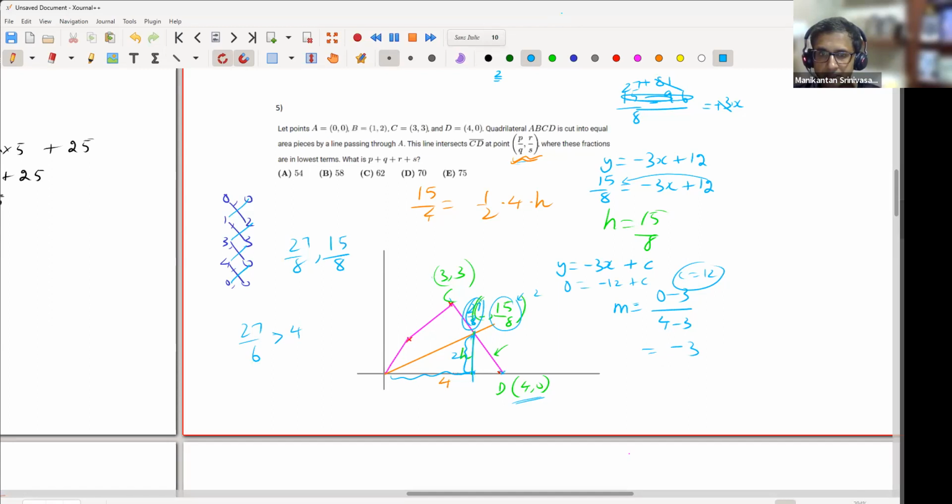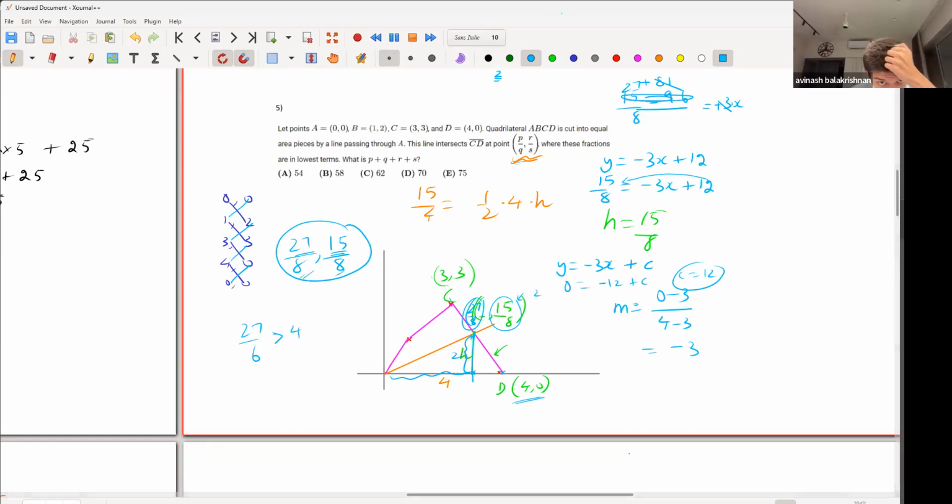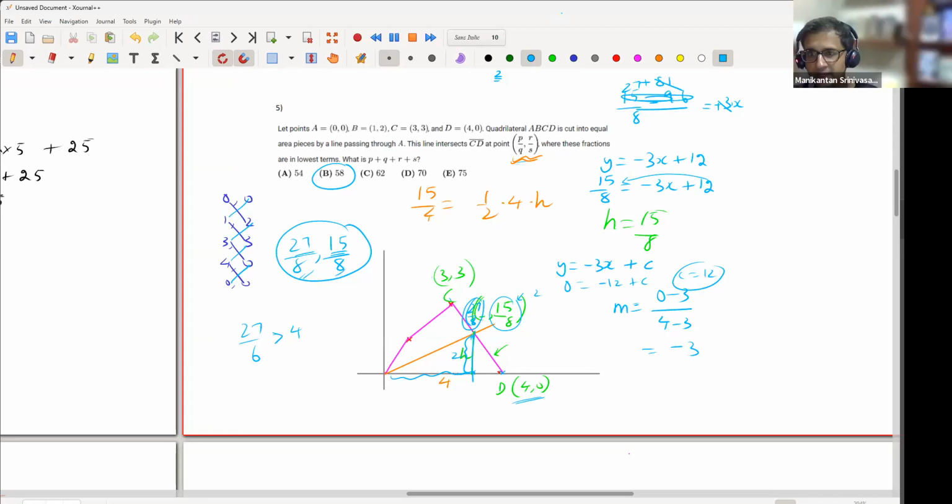Okay, and then it's just a question of adding all these numbers, right? 27, 15, how much is this? 42, and 8. So I wrote it as 81 by 24 when I was solving, and I didn't simplify. I see that. It will not match one of the choices.